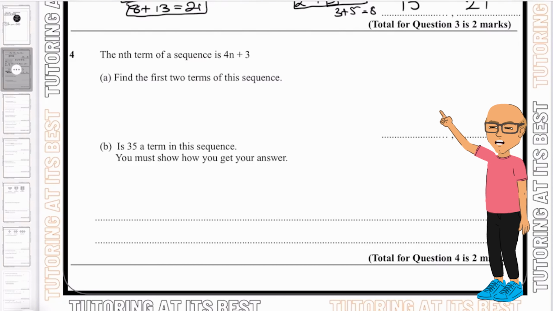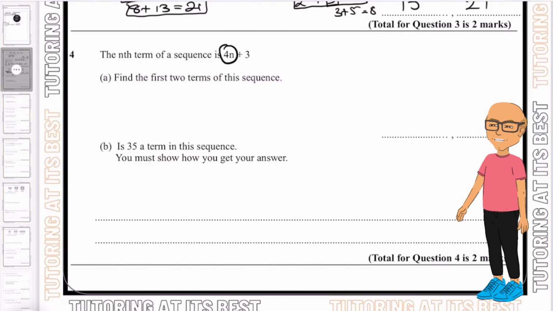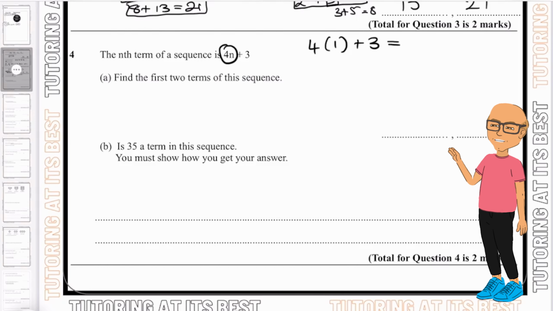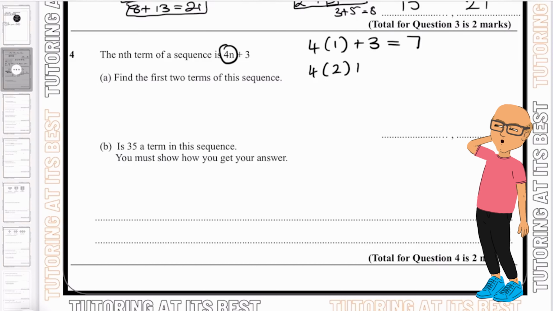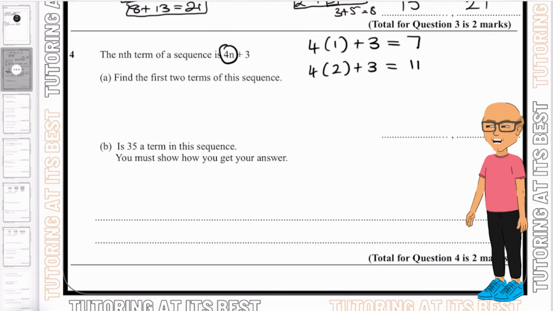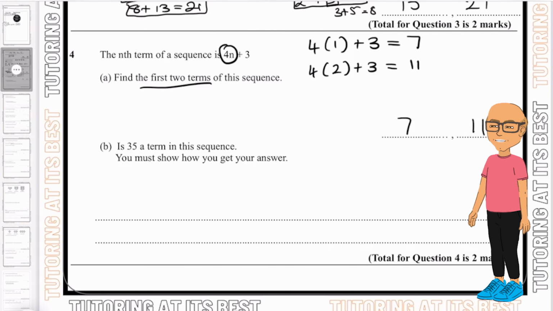So for question 4, we know that we need to multiply 4 by the nth number and then add 3. Now n can be anything, and n is going to start from the number 1. So let's go ahead and have 4 times 1 and then add 3. So we're substituting the value of n into our equation. So we know 4 times 1 is 4, plus 3 is 7. We then take n as 2, and we know 4 times 2 is 8, plus 3 is 11. So you can see that the first 2 terms are 7 and 11.